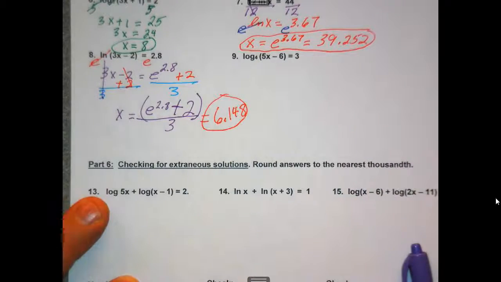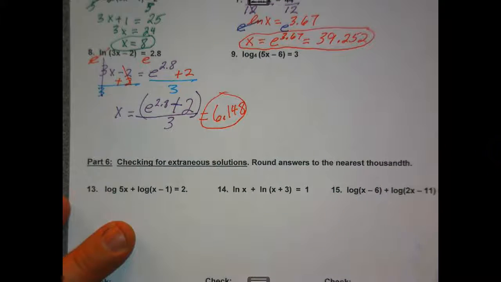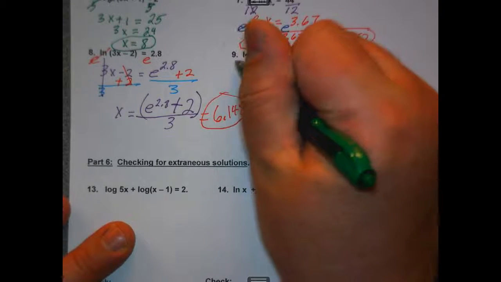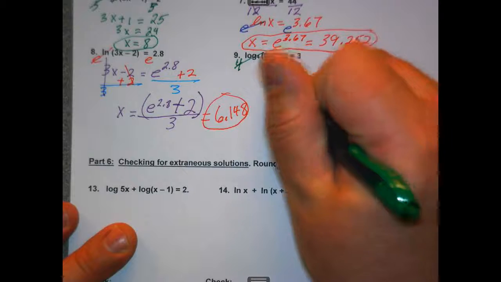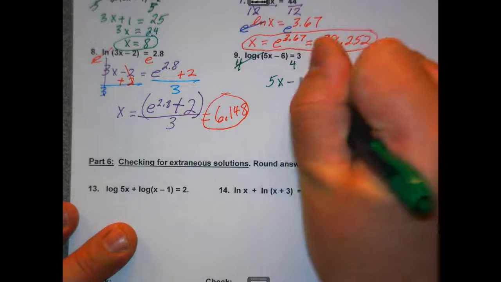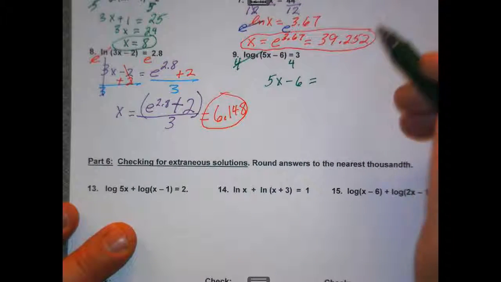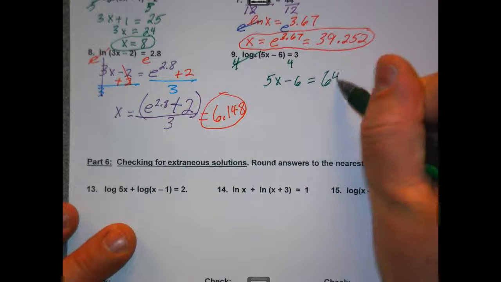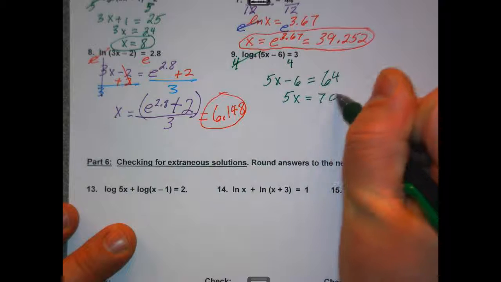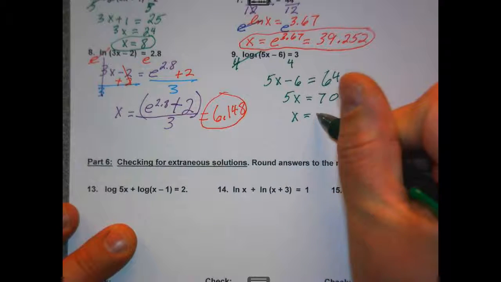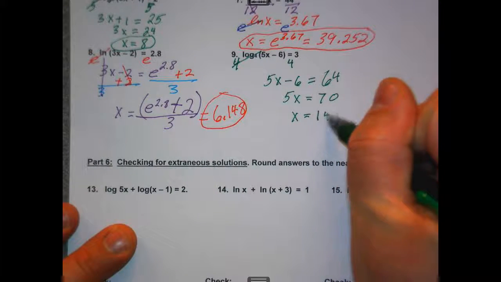Number 9. Let's see, exponentiating using base 4. So I get 5x minus 6 equals 4 cubed. What's 4 cubed? 64. Add 6. 5x equals 70. Divide by 5. x equals 14.